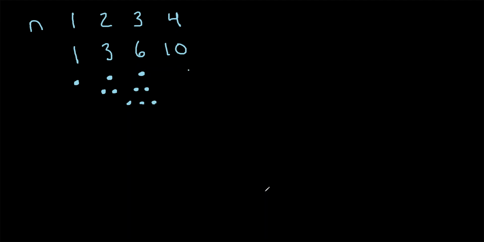And 10 can also be visualized as a triangle. So 1, then 2, then 3, then 4. And we'll notice that this is also a triangle. So this is why we give it the name triangular numbers.